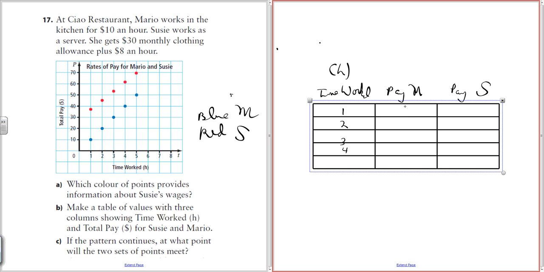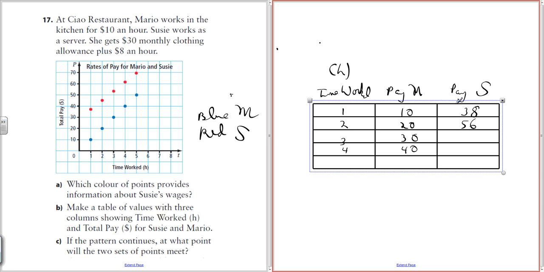So if we look at 1 hour for Mario, his total pay is 10. For 2 hours, it's 20. For 3 hours, it's 30. And for 4 hours, it's, of course, 40. For Susie, it's a little bit different. For 1 hour, it's $8 plus 30, which is 38. For 2 hours, it's that $30 monthly allowance plus 2 8-hour pays. So that's $56. So 3 hours would be 3 times $8, which is 24.